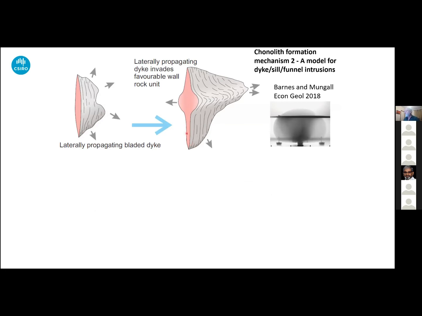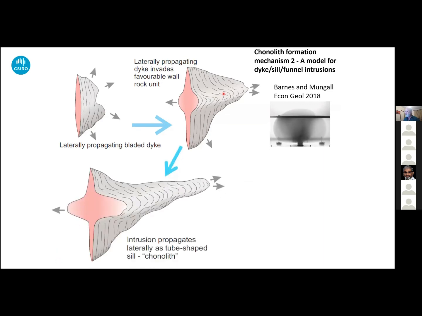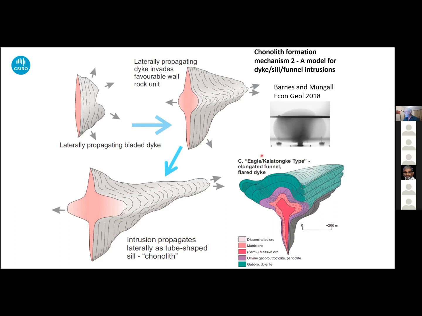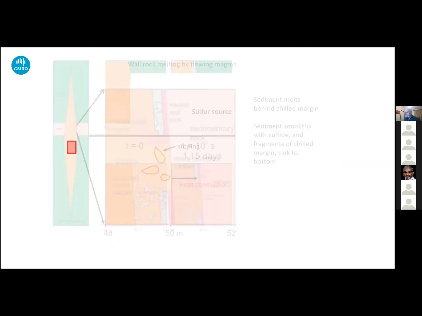So this is a model that we proposed: a laterally propagating bladed dike that hits some horizon within the country rock, which is relatively easily eroded and assimilated, and that then causes the morphology of this thing to spread out and to start to become more tube-like rather than dike-like, in response to the erodibility of the country rocks, and also to whatever the ambient stress field is and wherever any structural guides might be to help localize the passage of the intrusion.